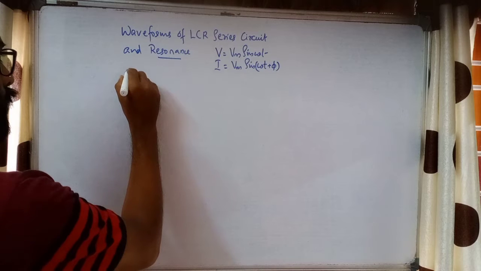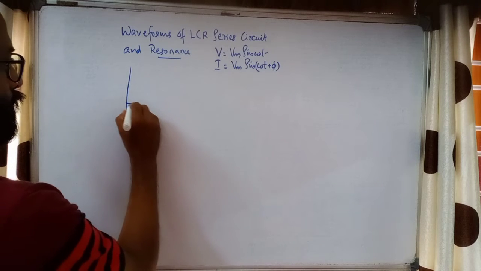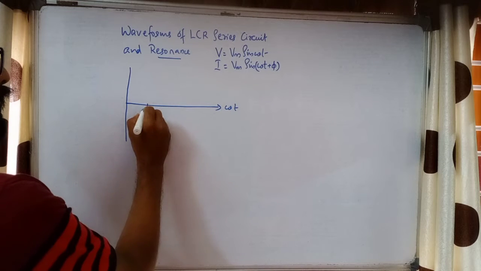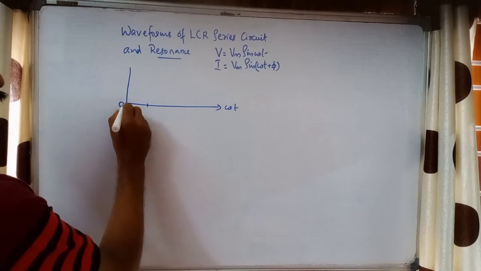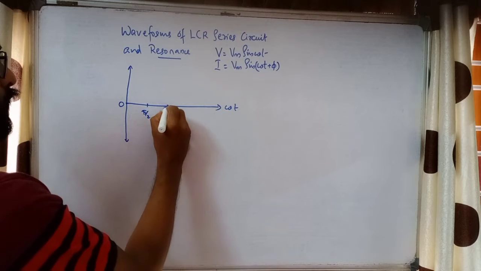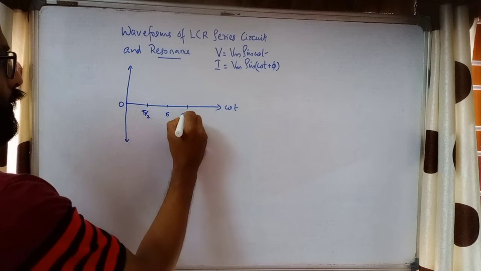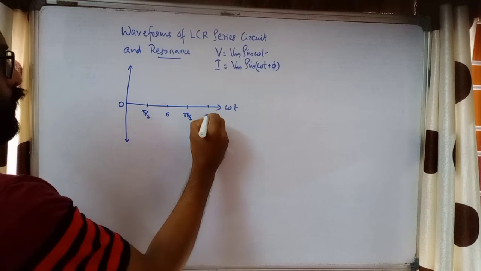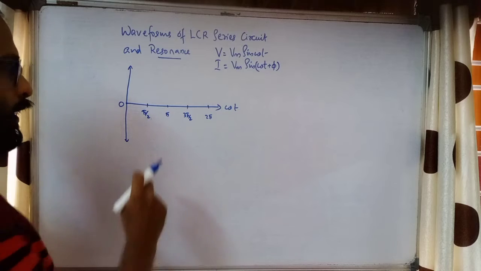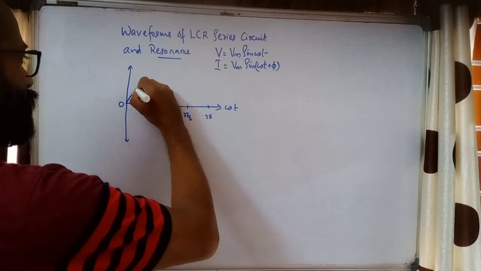See, we have the axis. In the x-axis, we will take omega t, and we can have the origin here. Then this is pi by 2, then we have pi, 3 pi by 2 and 2 pi. So voltage is varying according to the equation Vm sin omega t. We can have the shape like this.